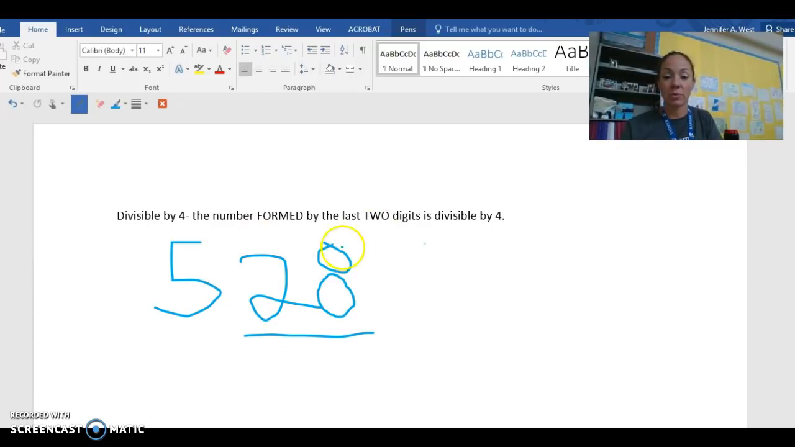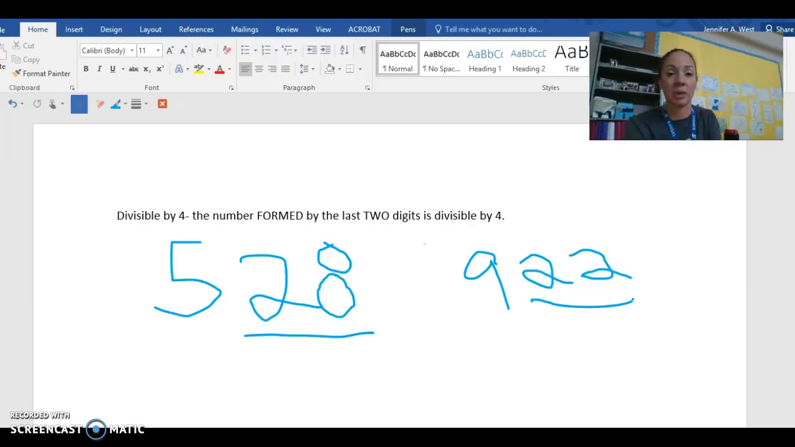What about if we try something like 922? We have to look at the number formed by the last two digits. Well, it ends in 22. Can 22 be divided equally by 4? The answer to that is no, because we know that 4 times 5 is 20, and 4 times 6 is 24, but there's nothing in between those two to equal 22. So 922 is not divisible by 4.